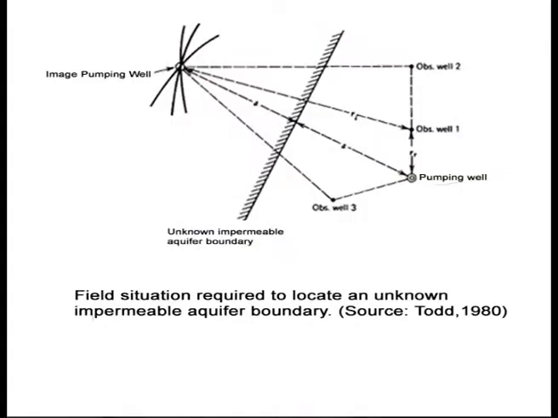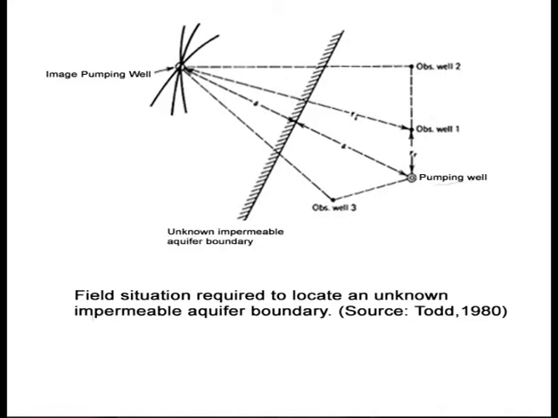So in this situation, three observation wells are required. R is the distance between the real discharging well and observation well number 1, from observation well number 2 and from observation well number 3, as given in the figure. If you see the figure, a circle is drawn and the image well is laid on this circle.